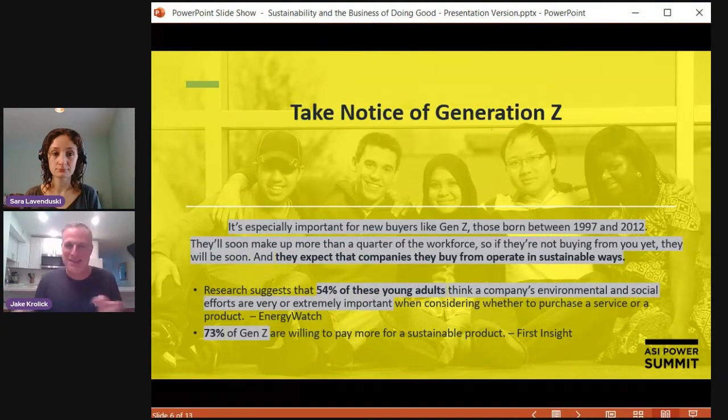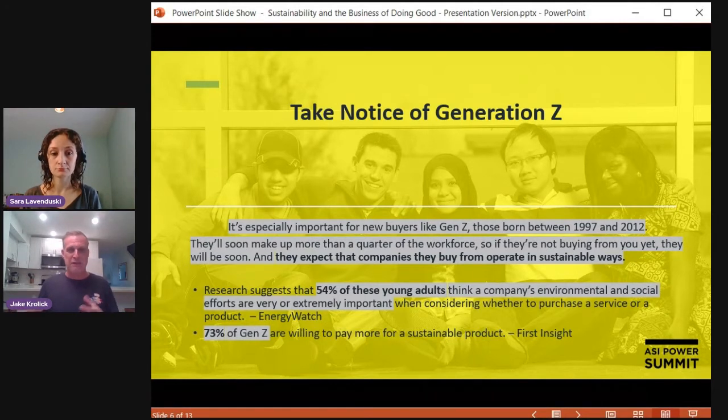And I want to say this, and I put it right into the headline. Take notice of Generation Z. And just to remind you, those are the people who were born between 1997 and 2012. Within the next 10 years, they're going to make up a quarter of the workforce. If they're not buying from you yet, they soon will be. And this generation, they expect the companies that they buy from to operate in sustainable ways.